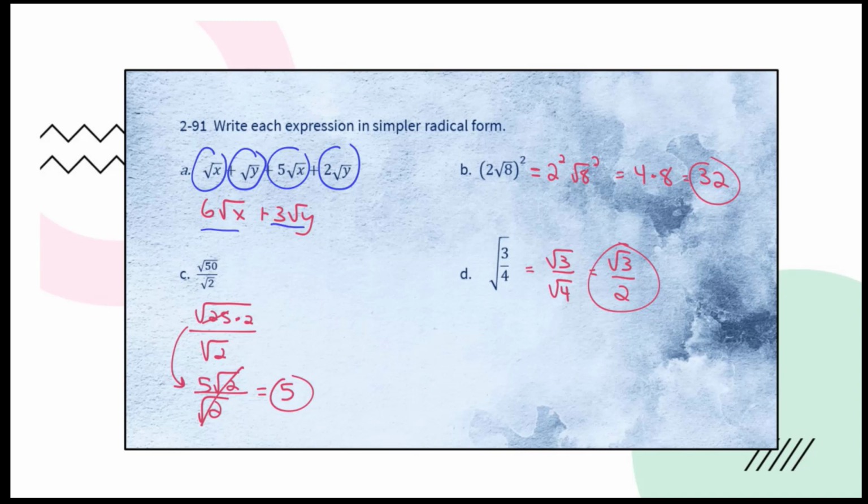So then it's plus 3 root Y. It's kind of like adding an X and a Y and a Y. You can do that, but you can't add an X and a Y. Okay, so this is the final answer for that problem.